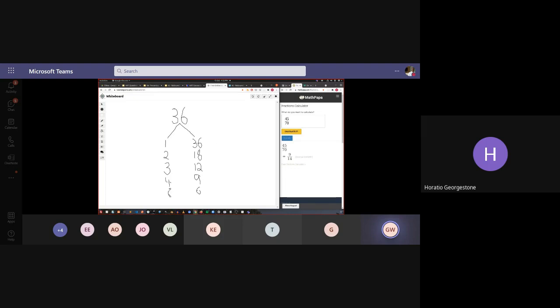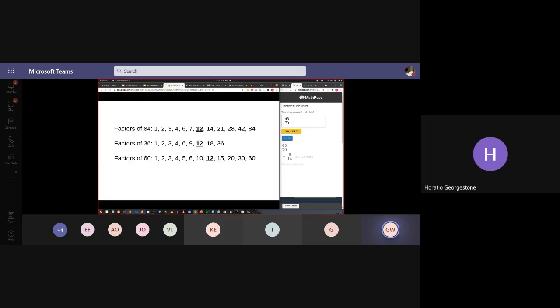Now, once we get to a number that we've already got in our list, or a number that's smaller or bigger than what we've already got in our list, then we know we've finished. So here we've got 6 and 6, so we don't need to keep going. So that gives you all of the factors, and you can do that for all of them.